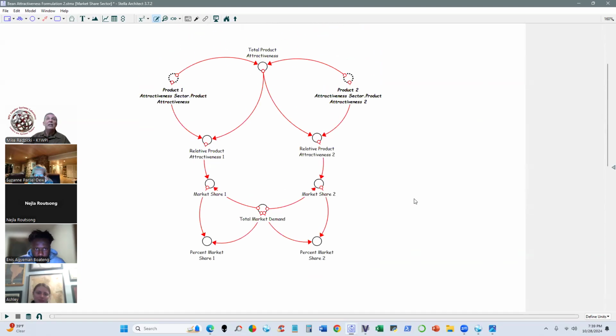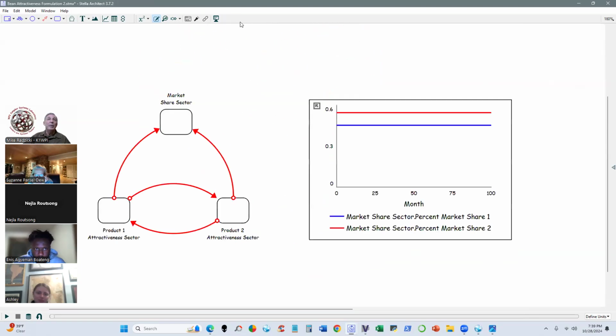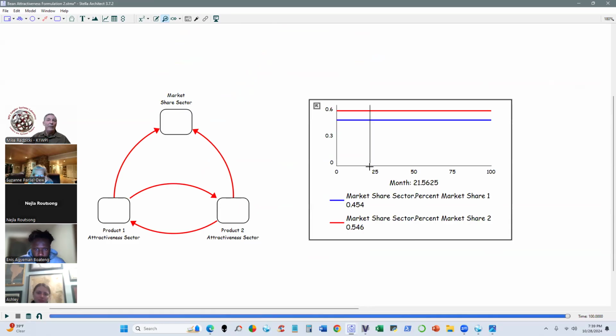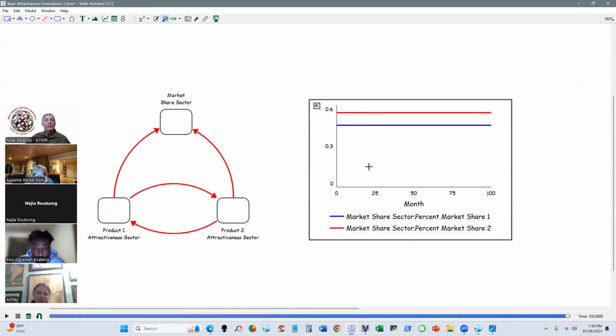Do I have any graphs here? I guess I don't. Maybe do I? Oh, I have graphs out here. Okay. So yeah, you run it. In this case, the market share is 45 and 54, or 46 and 54, whatever you want to say. Dividing up the market based on all those factors.